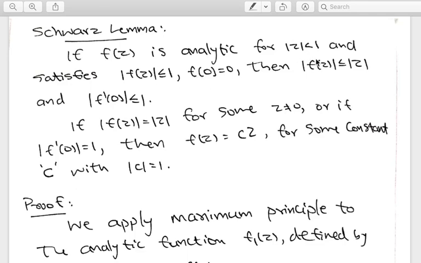We start from an analytic function defined on the open unit disk, such that its image is within the closed unit disk, and which fixes the origin. Then the statement is: absolute value of f(z) is less than or equal to absolute value of z, and absolute value of f'(0) is less than or equal to 1. Now, in addition, if there are some other points other than 0 with the same absolute value as its image under f, or if the absolute value of f'(0) coincides with 1, then the function is obtained by a scalar multiple where the scalar is of absolute value 1.